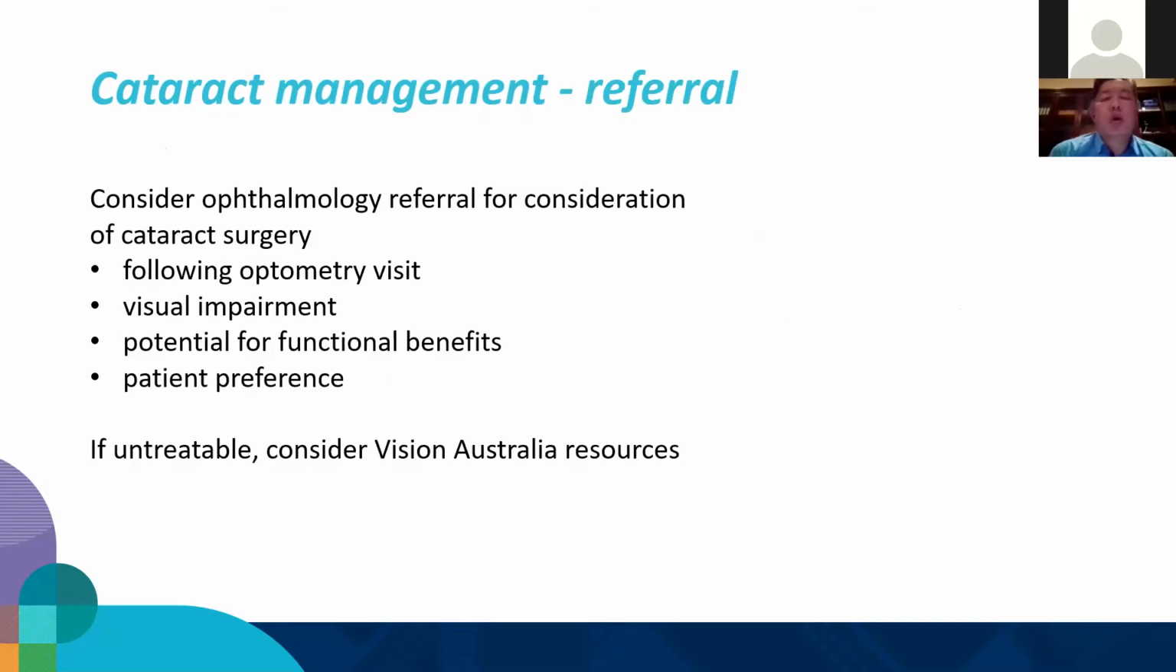Okay, so when does one refer these patients? Well, basically, following an optometry visit, so you've got a report with you, there's visual impairment that's affecting their activities of daily living. If there is potential for functional benefits, or the patient says they really want to get something done, you may need to refer them on to your local ophthalmologist or the public system.